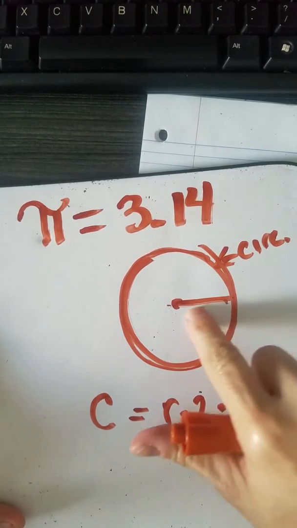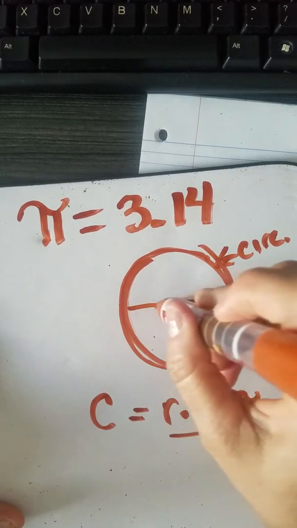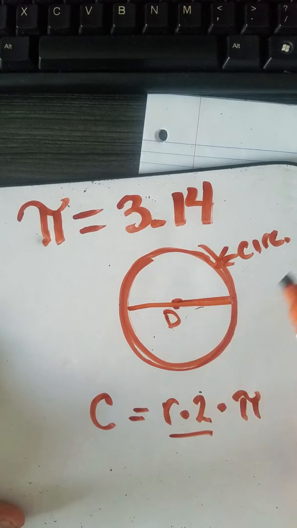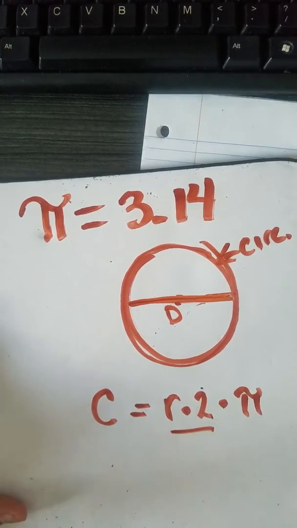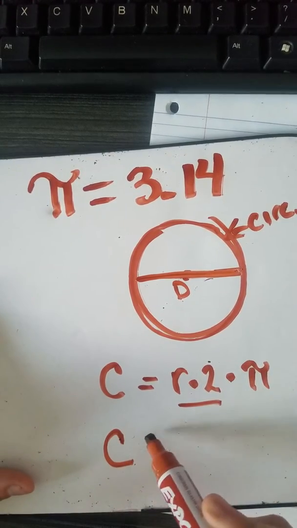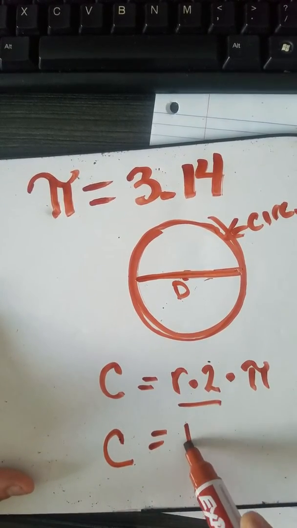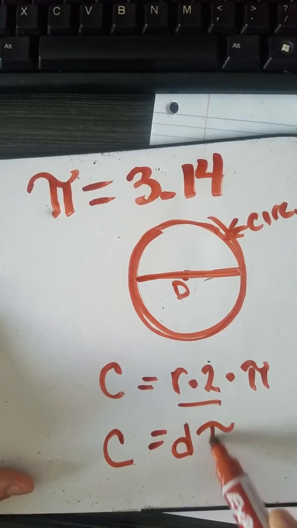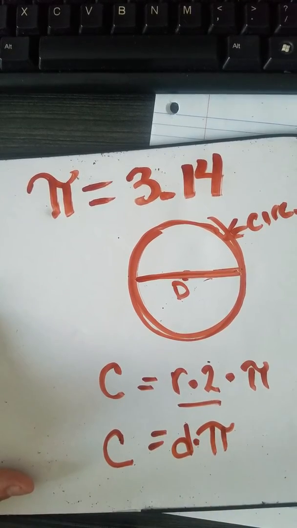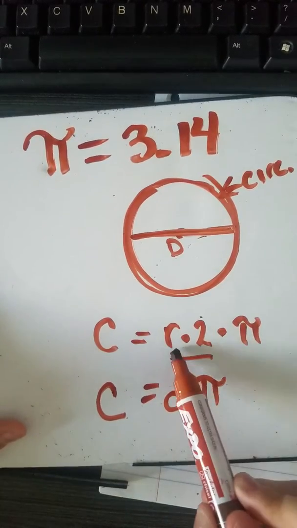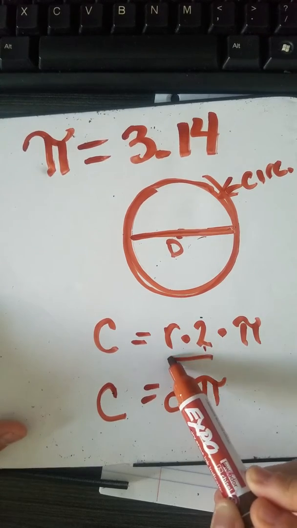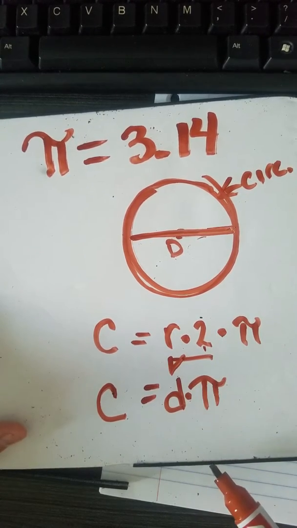Now if they give you the whole entire diameter, then it's even easier. If they're giving you diameter, then circumference equals the diameter times pi. And that's it, because radius times 2 is the same thing as diameter.